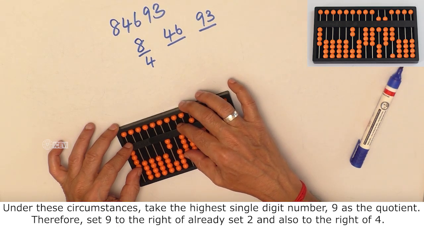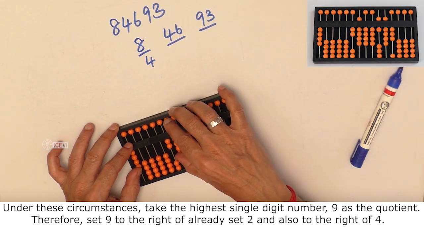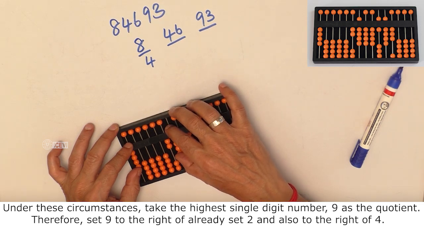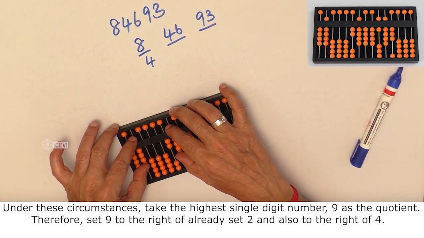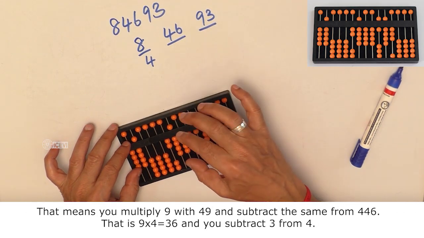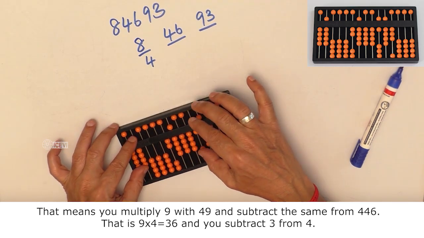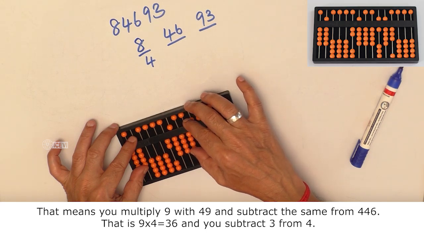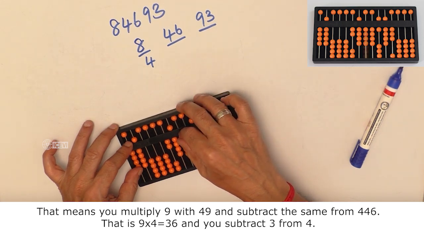Under these circumstances, take the highest single digit number, which is 9, and set that as the quotient. Set 9 to the right of the already set 2, and also set the 9 to the right of 4. That means you have to multiply 9 with 49 and subtract the same from 446. That is 9 multiplied by 4, 36, and you should subtract 3 from 4.